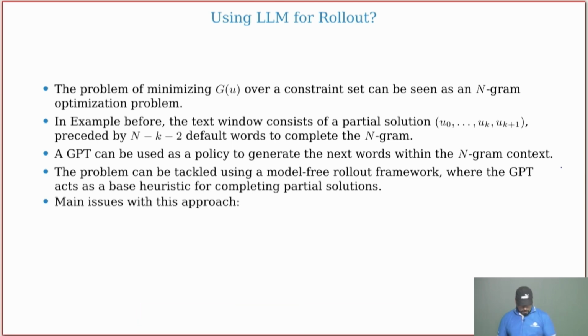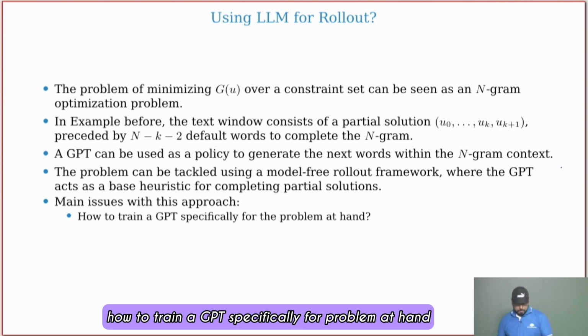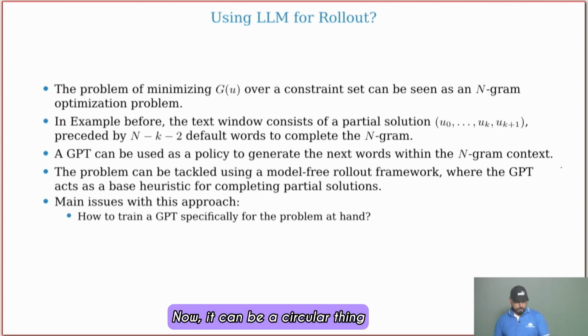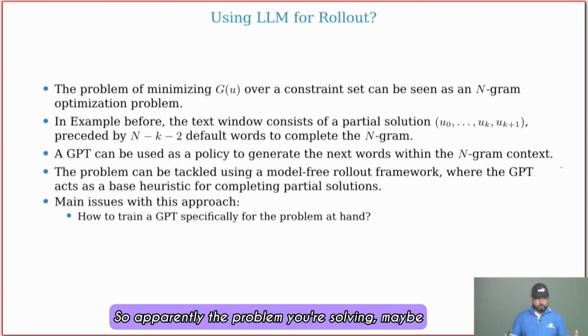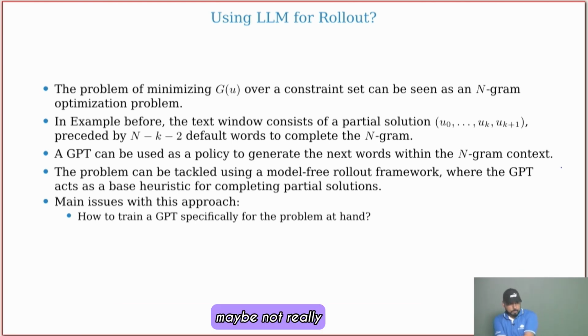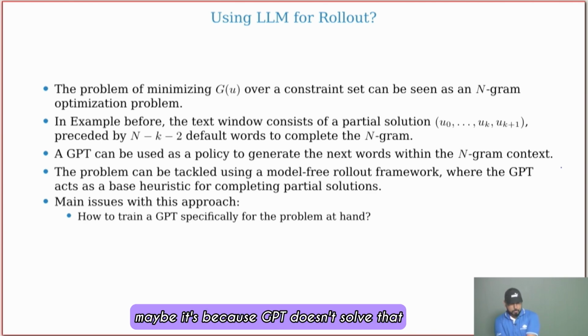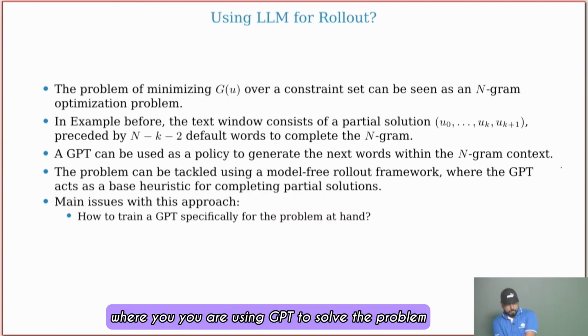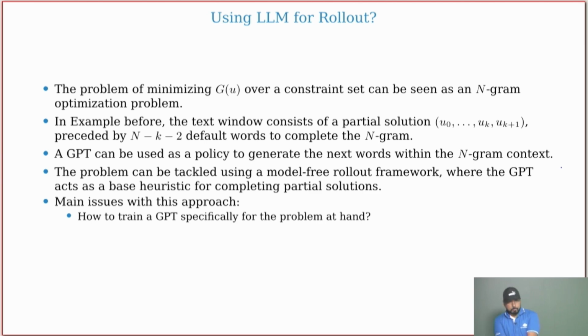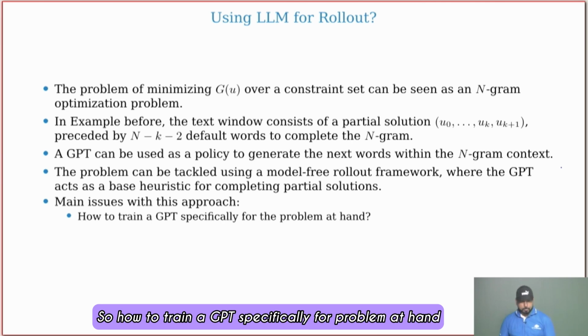Okay, so the main issue with this approach is how to train a GPT specifically for the problem at hand. Now it can be a circular thing. You are learning a policy, you are trying to improve on a problem, but then you are relying on GPT. The very reason why you're solving this problem maybe is because GPT doesn't solve that. So it could be a chicken and egg problem where you are using GPT to solve a problem, but you're solving the problem because GPT doesn't really solve that optimally, maybe. So how to train a GPT specifically for the problem at hand.